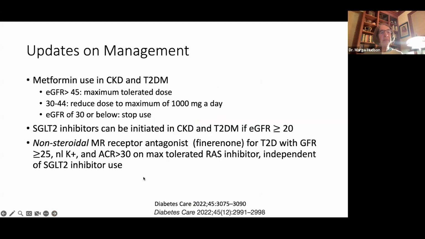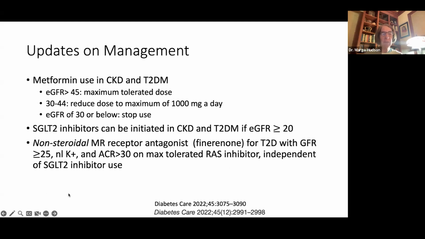So what are some updates on management? Metformin use in CKD. The GFR is over 45, you can use the maximum tolerated dose. If it's 30 to 44, don't use over 1,000 milligrams a day, and below 30, please stop. As I just said, SGLT2 inhibitors can be used as long as the GFR is greater than 20.